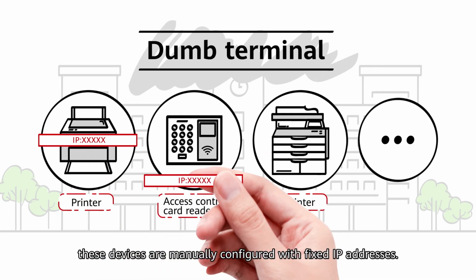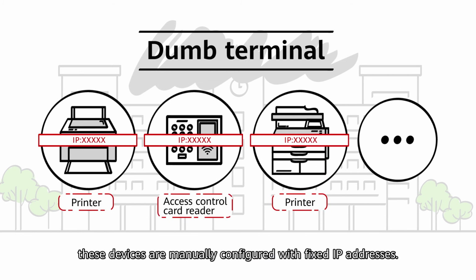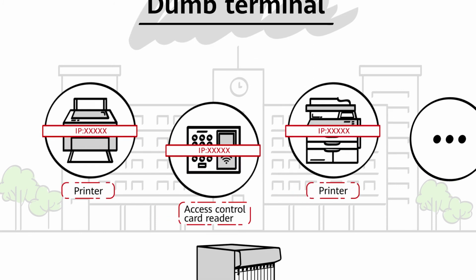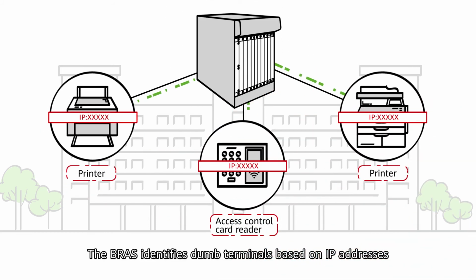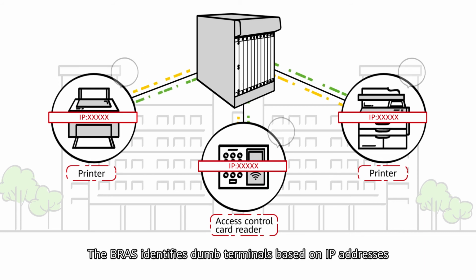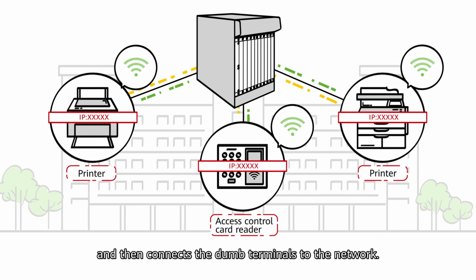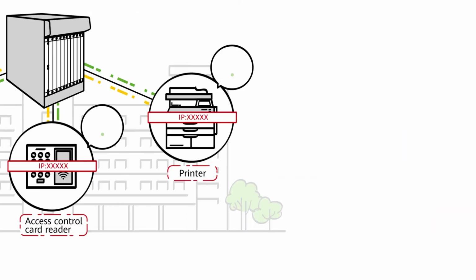Typically, these devices are manually configured with fixed IP addresses. The BRAS identifies dumb terminals based on IP addresses and then connects the dumb terminals to the network.